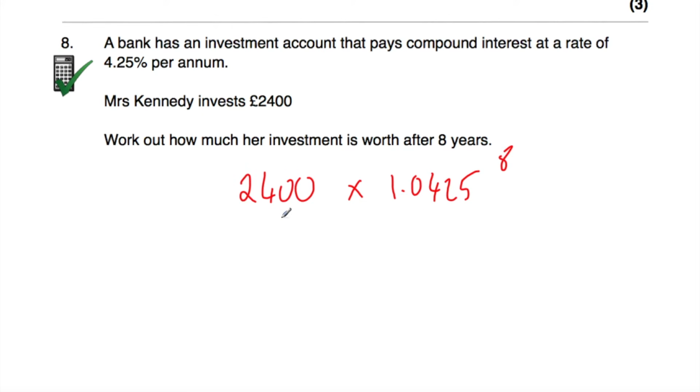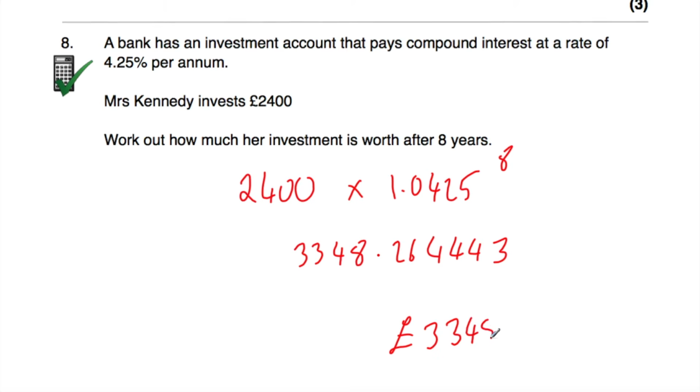If we just type that into our calculator, 2,400 multiplied by 1.0425 to the power of 8, that's equal to 3,348.264443. And if we round that to 2 decimal places, that'll be £3,348 and 26 pence. And that's it. That's how much money her investment will be worth after 8 years.